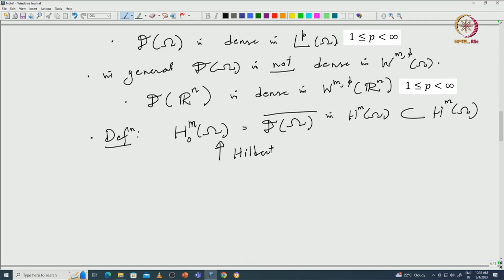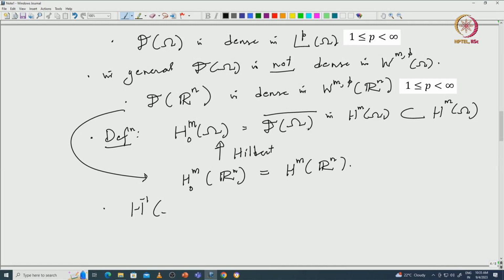And what we are saying is that H^m_0 of R^n is equal to H^m of R^n. That is all we are trying to say. It is important to have the density results, because many times when you do the calculations, you basically have to do them using smooth functions, and then use the density argument to prove the results in general.